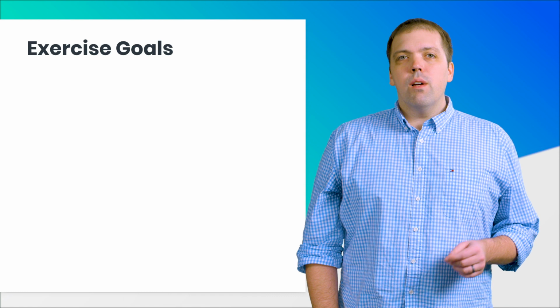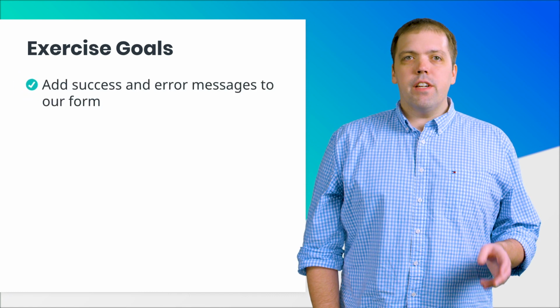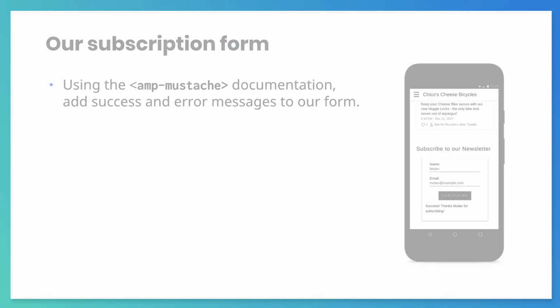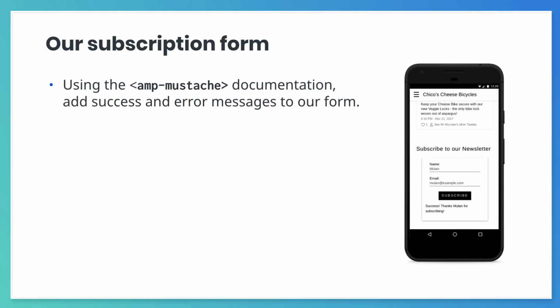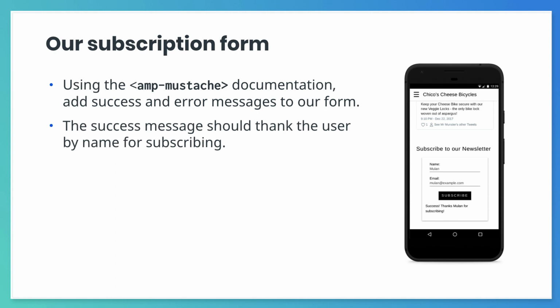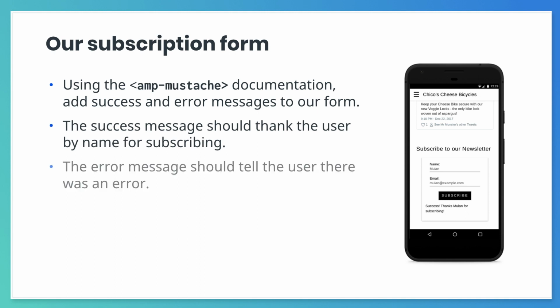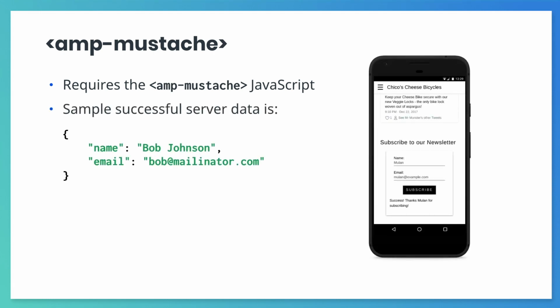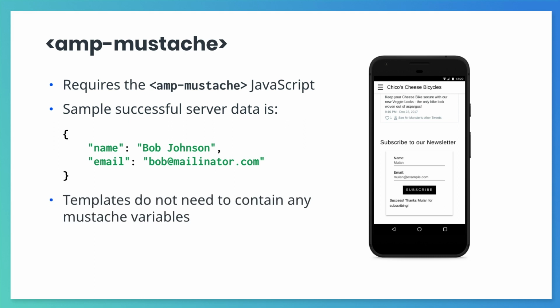In this exercise, we're going to get practice adding success and failure messages to our form and try out the AMP Mustache templates. Use the AMP Mustache and Success Error Response Rendering documentation to add success and error messages to our subscription form. The success message should thank the user by name for subscribing. The error message should indicate to the user that there was an error submitting their response. To do this exercise, we'll require the AMP Mustache JavaScript. A sample server data for this exercise is shown on your screen. Our templates don't need to contain any mustache variables.